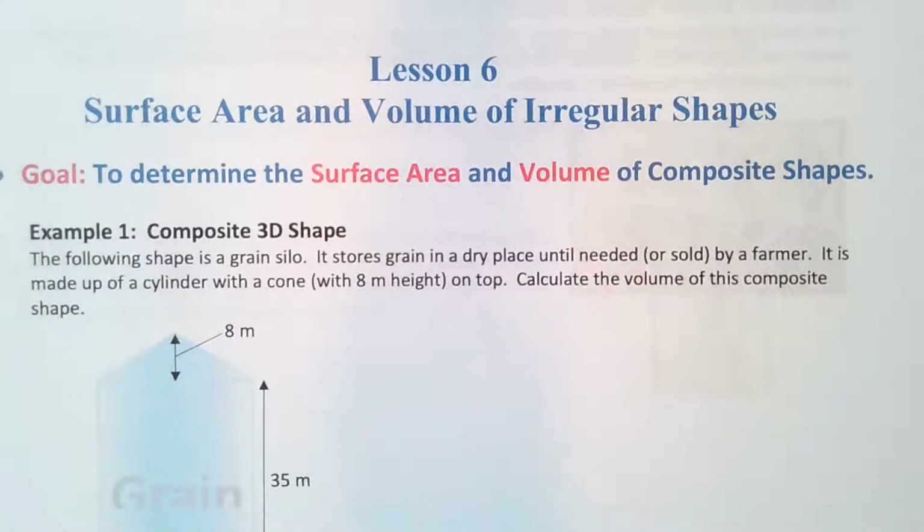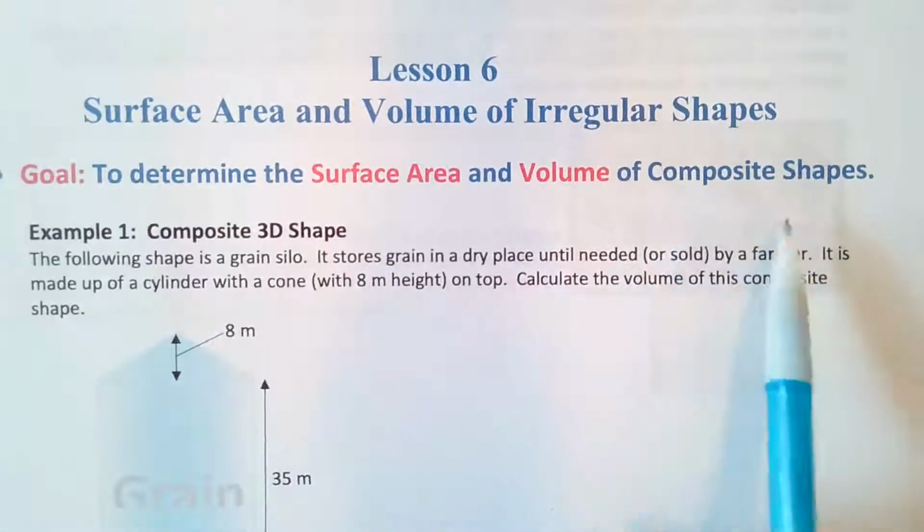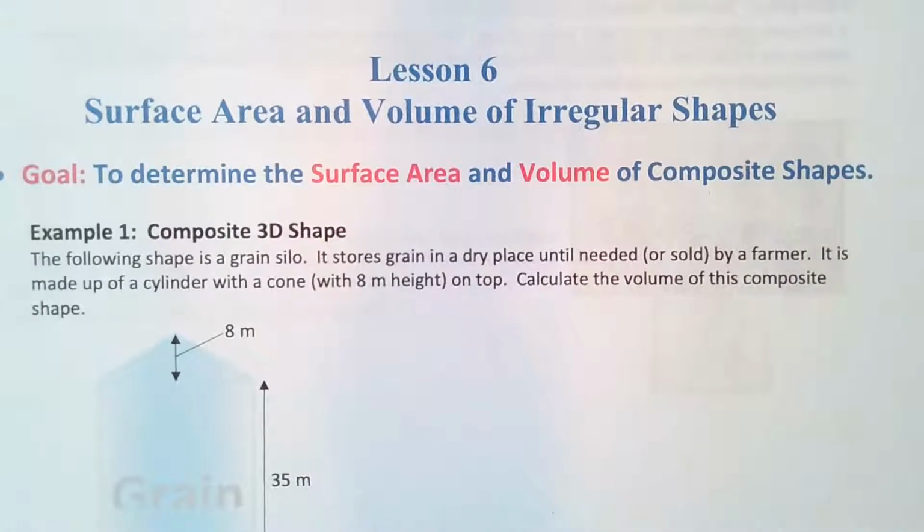In this lesson, we'll be looking at surface area and volume of irregular shapes. So our main goal is to determine the surface area and volume of composite shapes. Composite shape means a shape that's composed of two or more different kinds of 3D shapes. In the previous lesson, we looked at cones, cylinders, spheres, pyramids, and cubes.